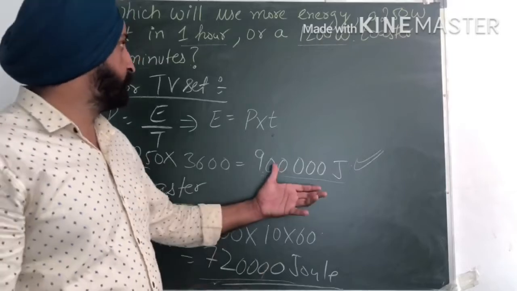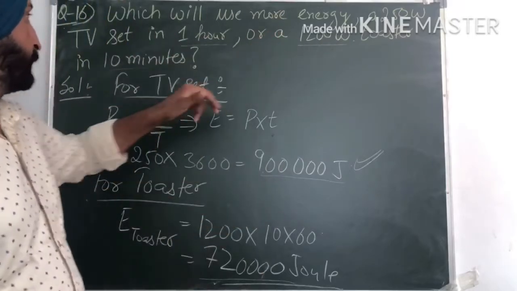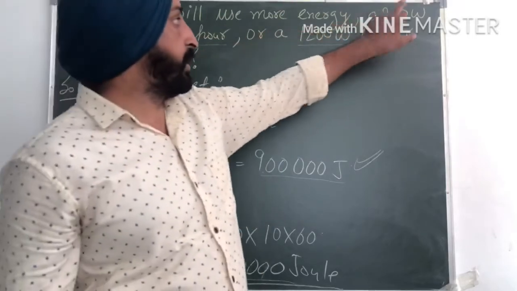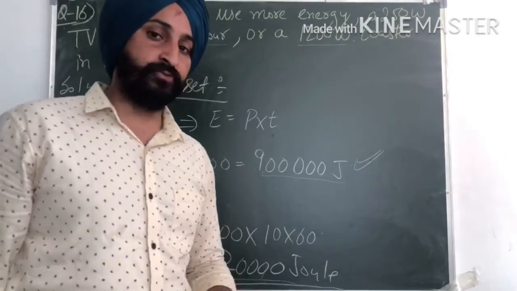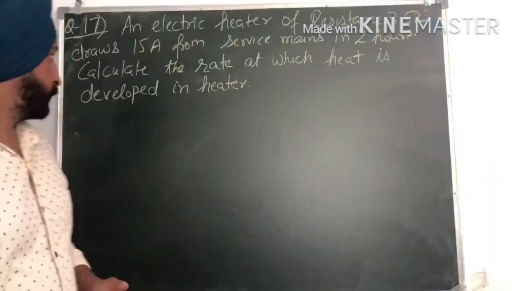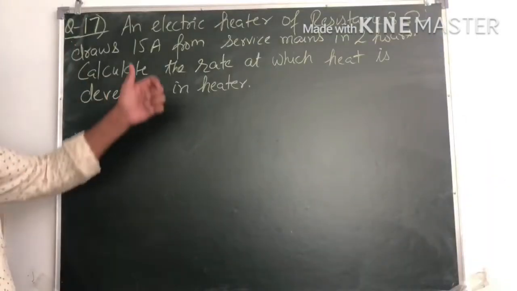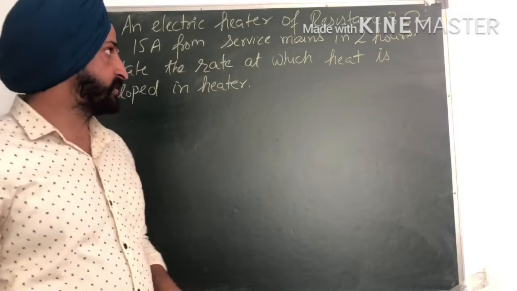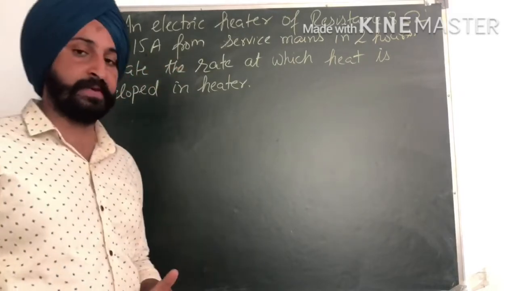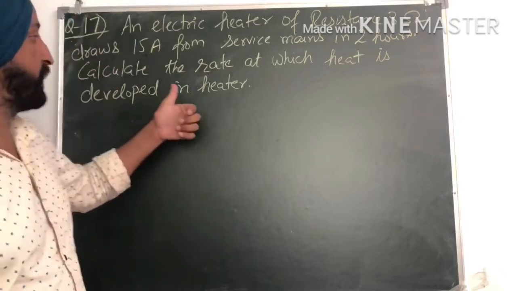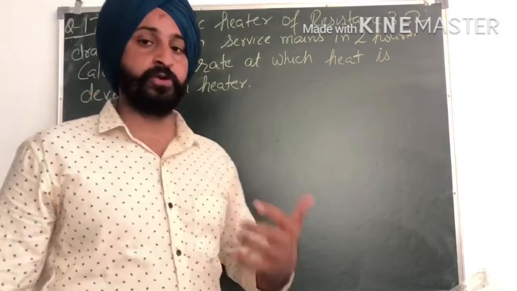So our answer would be that a TV set of 250 watt working for 1 hour will be using a greater amount of energy as compared to the toaster. So here is our question number 17. The electric heater of resistance 8 ohm draws 15 ampere of current from service mains in 2 hours. Calculate the rate at which heat is produced in the heater.